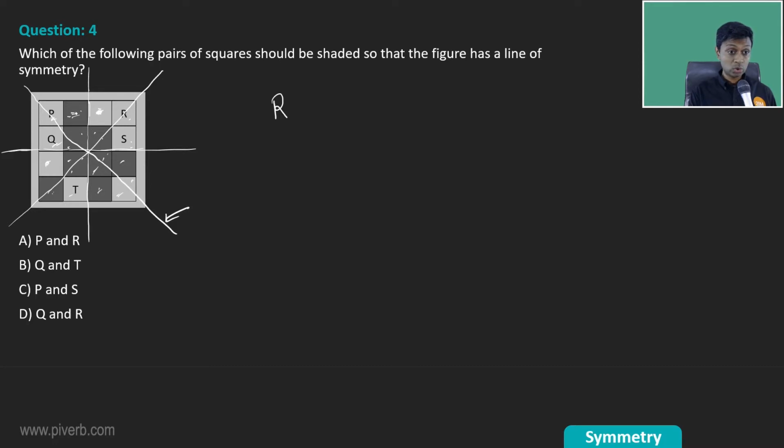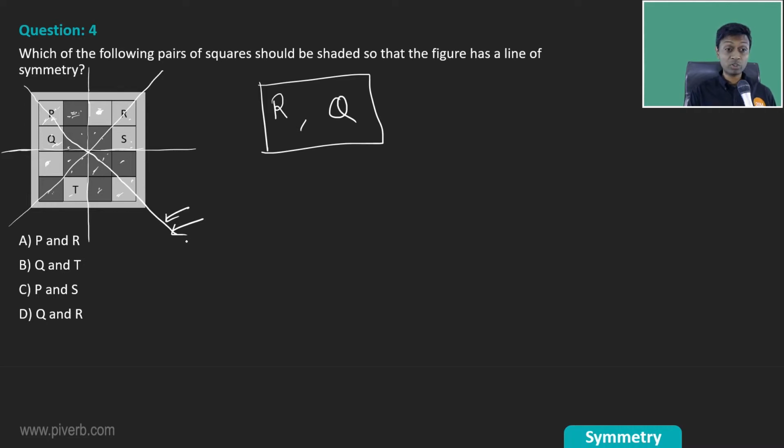Q needs to be shaded because this side is shaded. Q has to be shaded. P doesn't matter, either shaded or unshaded, that's fine. It should be either completely shaded or completely unshaded. So about this diagonal, if we shade Q and R, it will work out brilliantly. So if we shade Q and R, we get one of the diagonals to be a line of symmetry. Let's just verify.